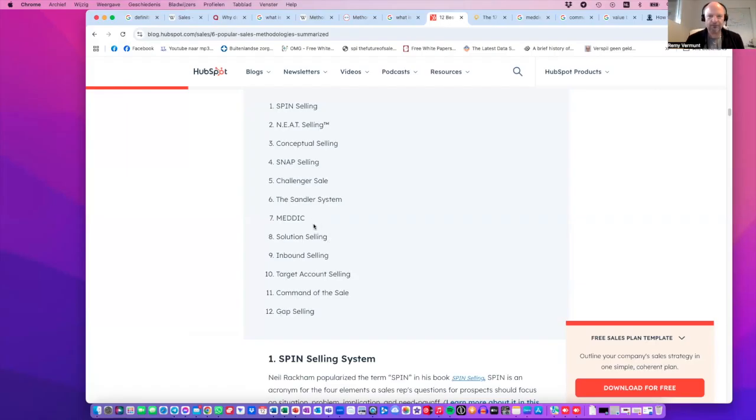Medic is not a sales process. It's also certainly not a sales methodology. It's a qualification system. It's a checklist. The same goes for target account selling. It's not a sales process. It's not a methodology. It's a checklist. It's qualification. We will also look at command of the sale, and a few of my 3 favorites are in this list. I will not disclose that yet, but later I will show you which are my favorites and why, and also in which type of market they work well.